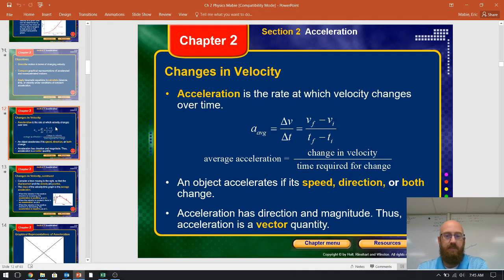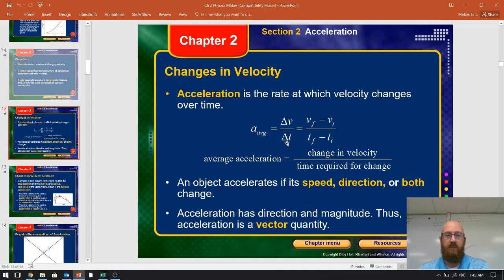Changes in velocity. Now, this is taking the velocity equation and applying it to how fast you are changing that over time, speeding up, slowing down. One of the annoying questions you'll hit is acceleration versus deceleration.